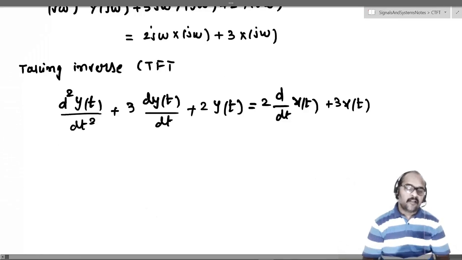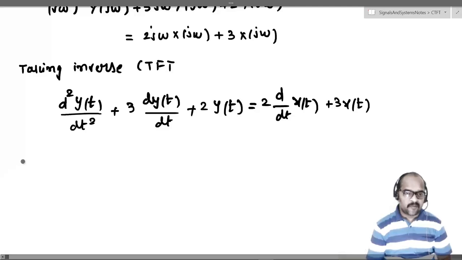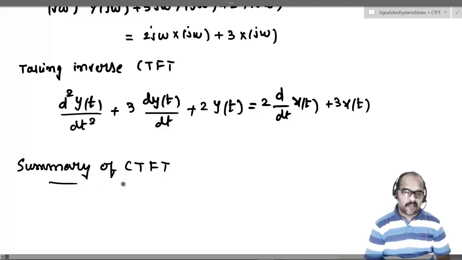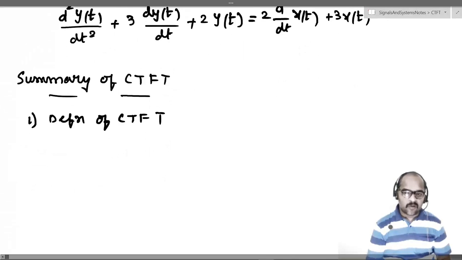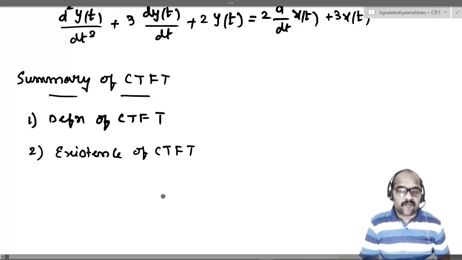With that we are done with our fourth chapter, which is continuous time Fourier transform. We will summarize what we have seen in this chapter. This is the summary of CTFT. First we saw the definition of CTFT. Then we talked about the existence of CTFT, where we checked which signals will have a Fourier transform.